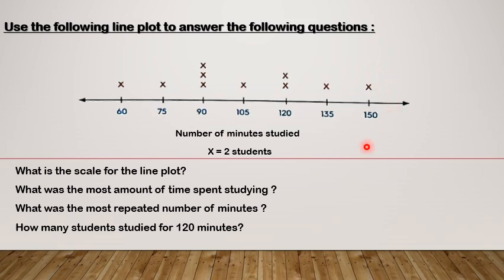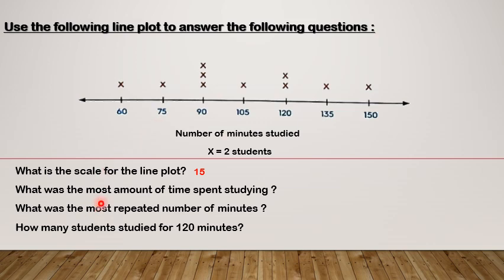Now, after I read the data, I will answer my questions. First question: what is the scale for the line plot? The scale for the line plot means how you skip here. You skip by 2 or by 5 or by 6. Look here, this is 60, this is 75. So what did I skip here? I skipped 15. So your scale is 15.